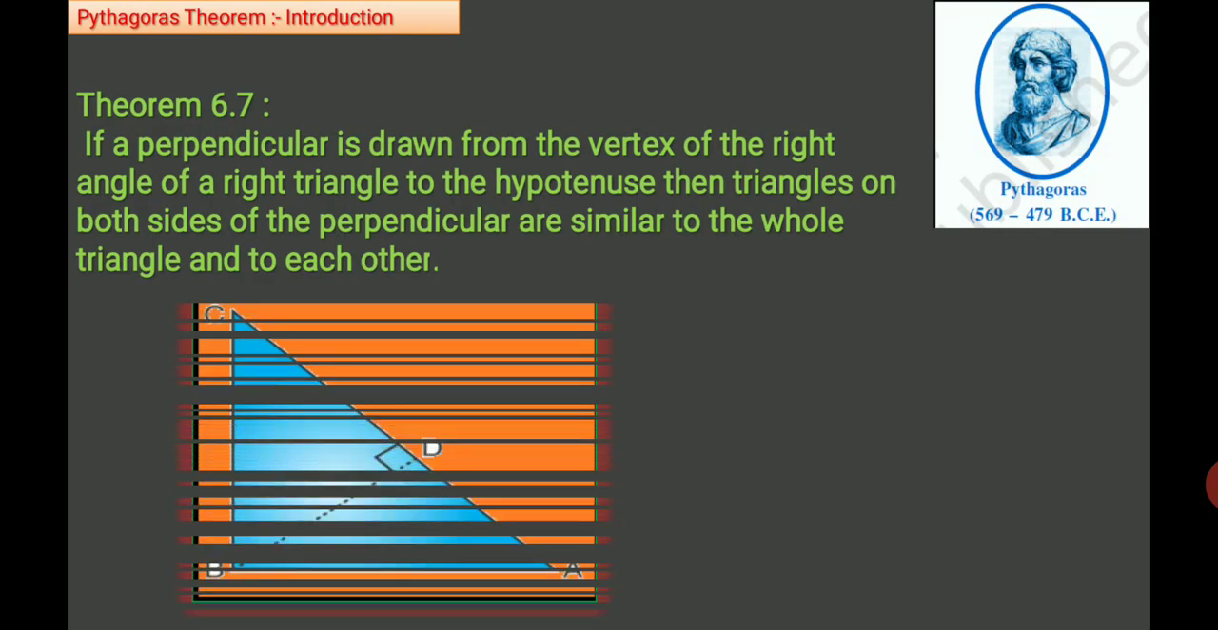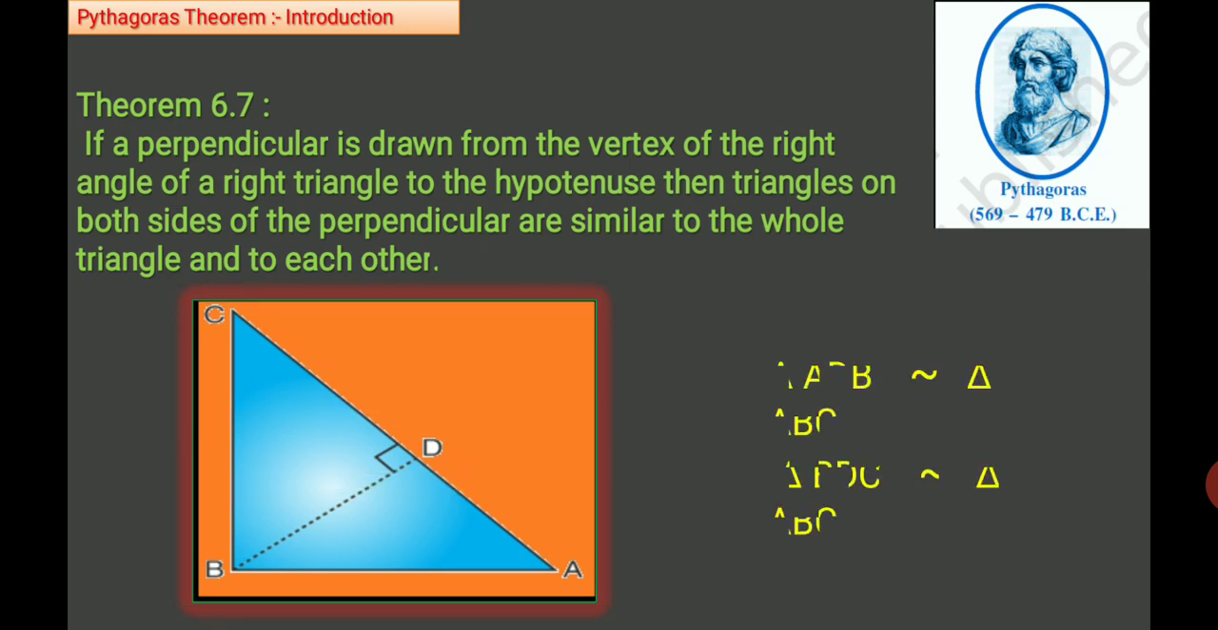The first theorem is: when we draw the perpendicular in a right angle triangle from the vertex to the hypotenuse, then it makes three right angle triangles, and they are all similar to each other. That is, in triangle ABC, BD is perpendicular to AC. So triangle ADB is similar to triangle ABC and triangle BDC is similar to triangle ABC. Before we start the Pythagoras theorem, we must know about similarities.